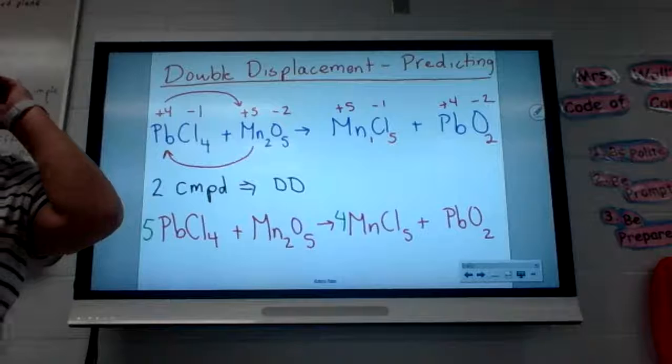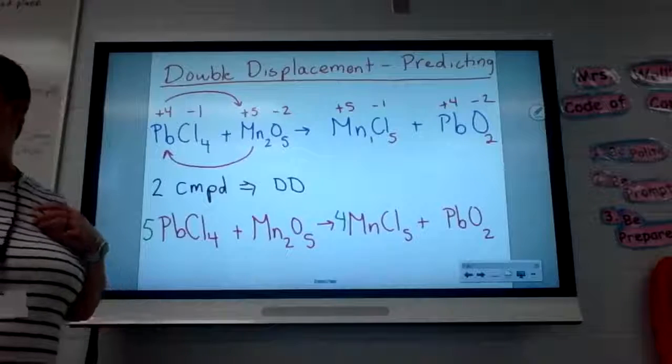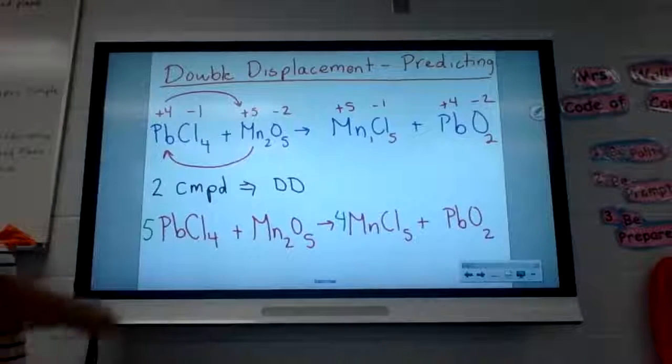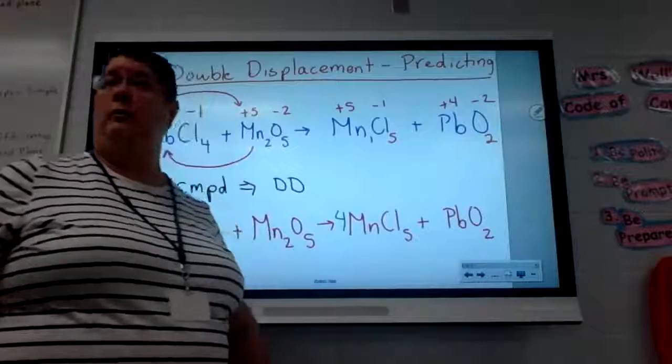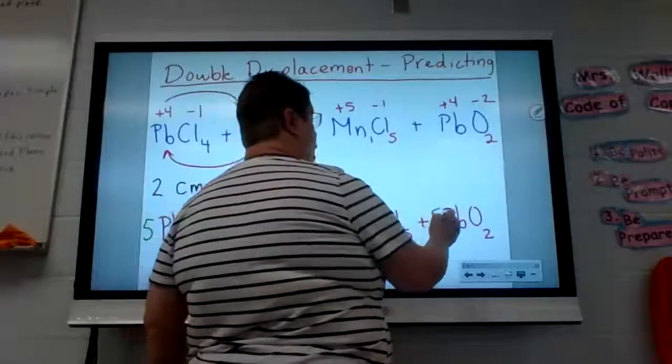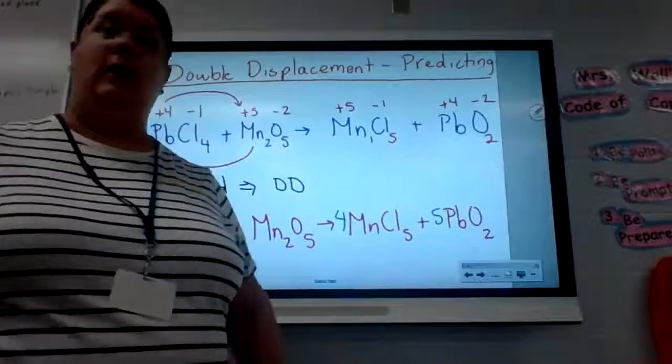I just can't hear you. You could be right, but you've got to talk loud if I'm going to hear you. PBs, how many PBs? 5. Okay. How do I get 5 there? 5. Okay. How many O's did you make? 10. How do you get 10?